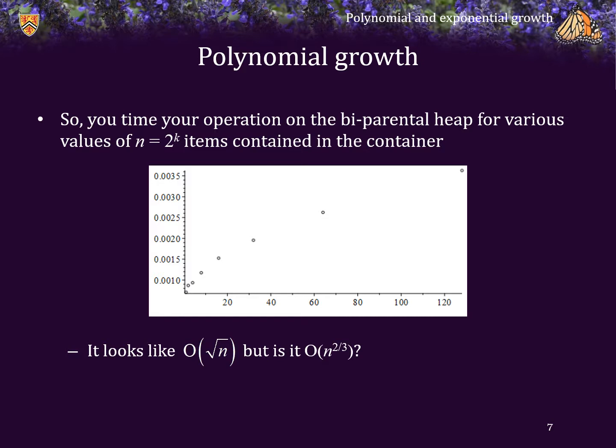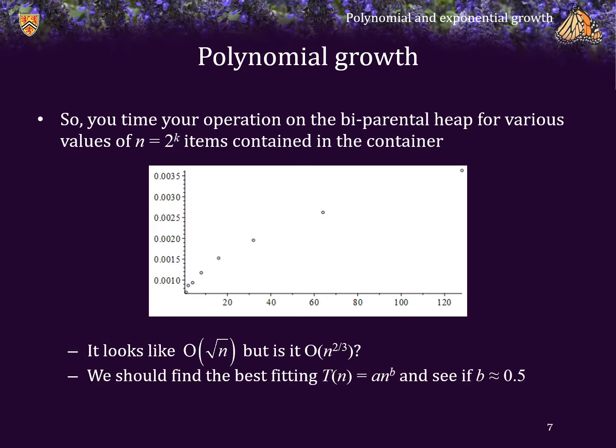The problem is we can always fit something of the form c times the square root of n to this data and get the unknown c, but is that actually the best fitting function? What we'd actually like to do is find the best fitting function of the form a times n to the b, and then check if the unknown b is at least close to 0.5.